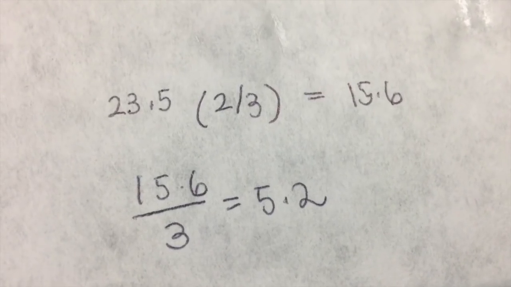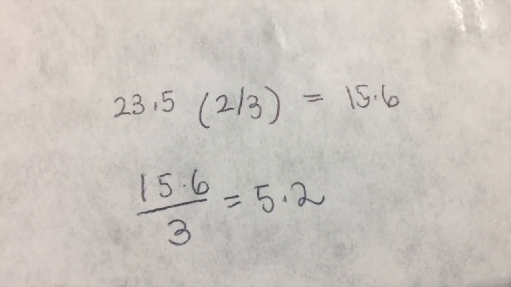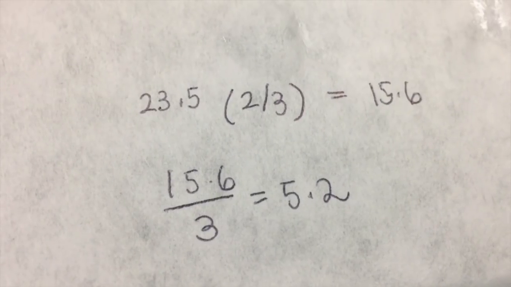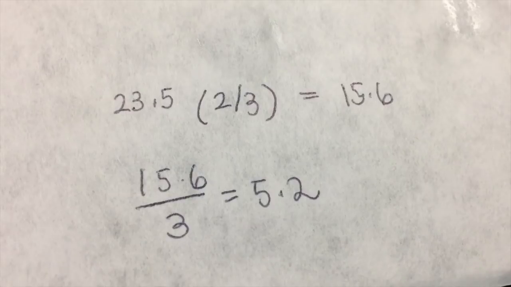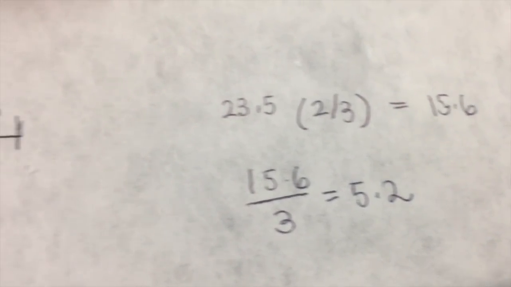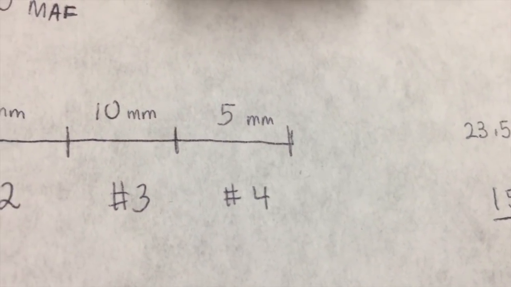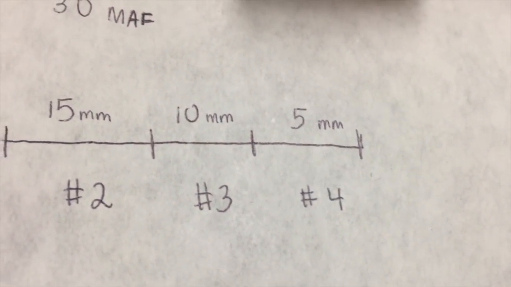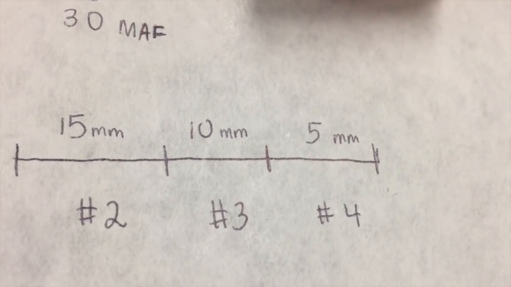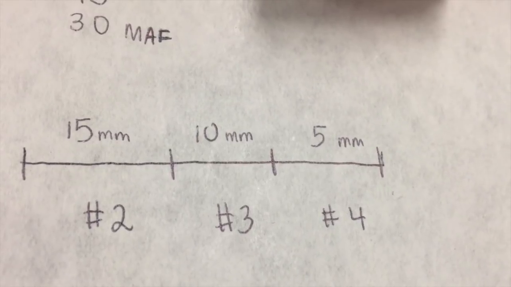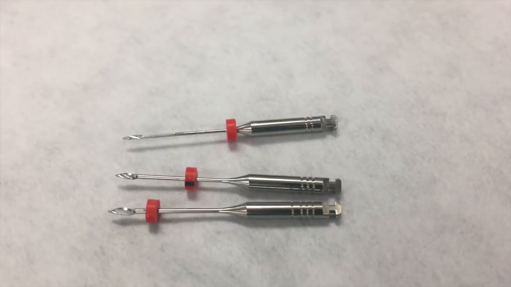So after you find the working length, you gotta do some math. For my particular example, my working length turned out to be 23.5 millimeters, and I multiplied it by 2/3 so that I could see where that was in the coronal part of the tooth, and I got 15.6. Then I divided it by 3 because I'm going to be using something called the Gates Glidden, and that is going to pretty much open the root canal a little bit bigger in increments. And you could see that there's number 2, number 3, and number 4 right here.